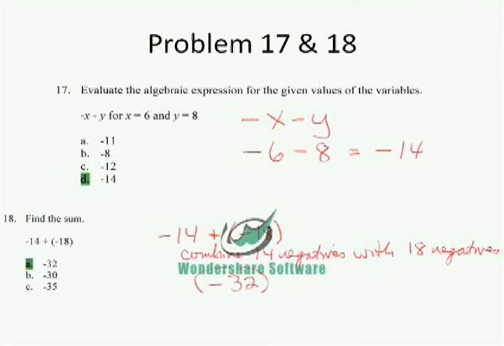Number 18 says find the sum. It's combining two negative numbers. It's combining negative 14 plus negative 18. And again, we could use the graphing calculator to do this, and you could push the negative sign, the one in parenthesis, 14, plus, and then that negative sign again, 18. But all you're doing is combining two negative numbers. And so negative 14 and negative 18 together are negative 32.